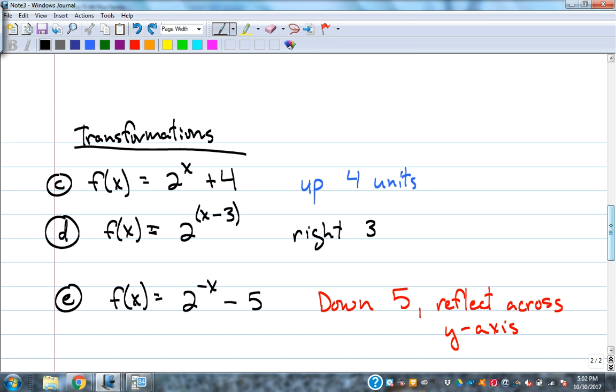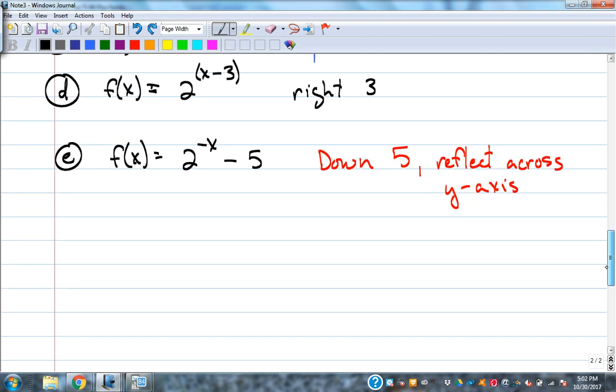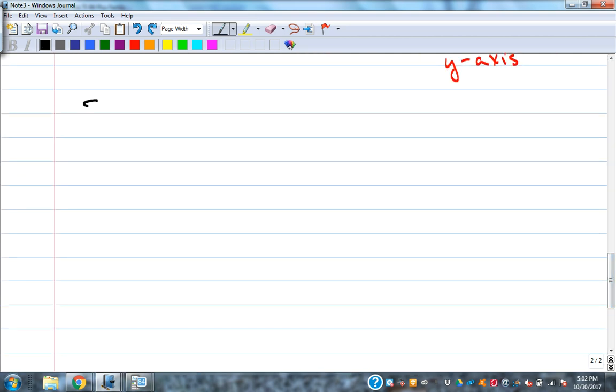All right, so let's get to the meat of this lesson, this section, the solving exponential equations.